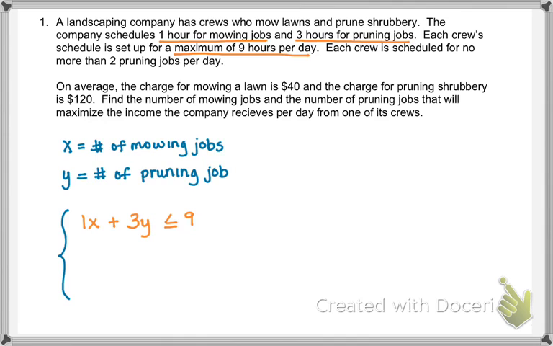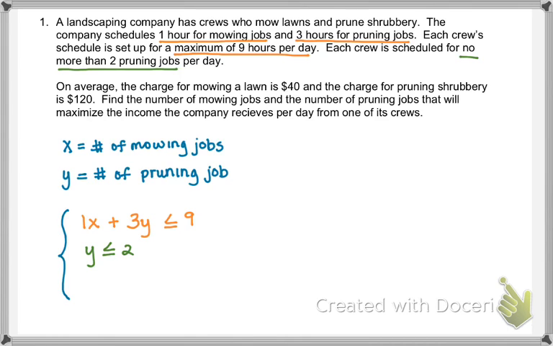Another constraint is that each crew is scheduled for no more than 2 pruning jobs per day. So no more than 2 pruning jobs a day. So this is a constraint that concerns y, the number of pruning jobs. It's got nothing to do with x, right? So the number of pruning jobs, y, can be no more than 2. So it has to be less than 2 or exactly equal to 2. So those are our 2 constraints.